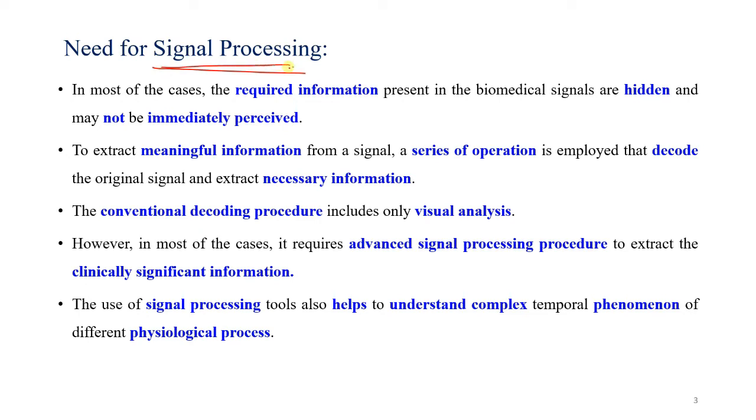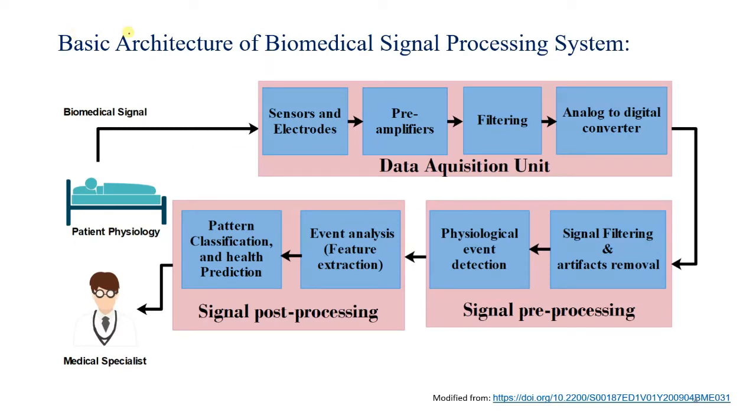We discussed that the signals contain a lot of information, but that information is hidden. So if we want to use that hidden information, we have to process the signal so that we get some meaningful output. Those meaningful outputs can be used for different applications like diagnostics, designing of assistive devices, and so on. Then we discussed the basic architecture of biomedical signal processing.